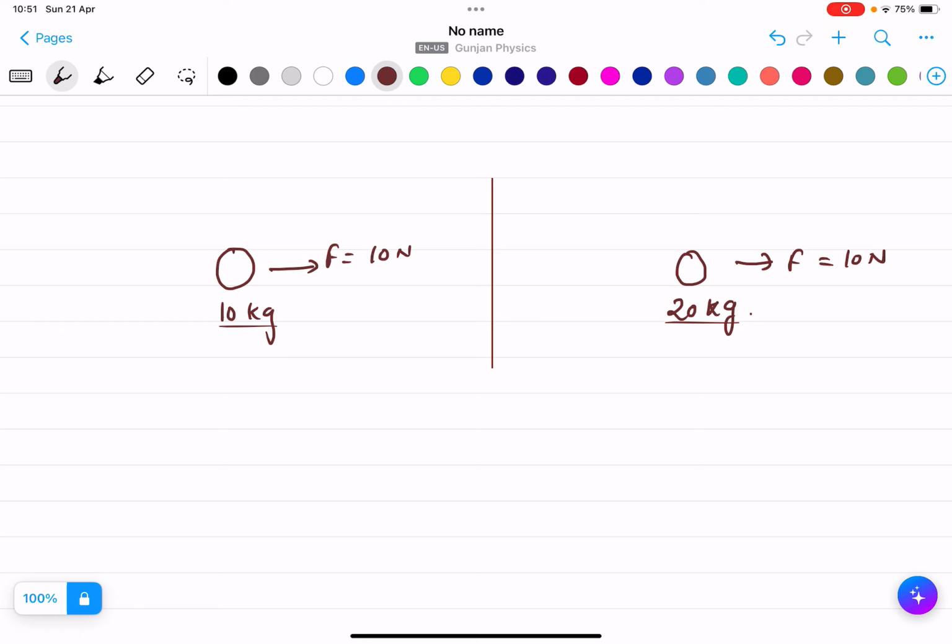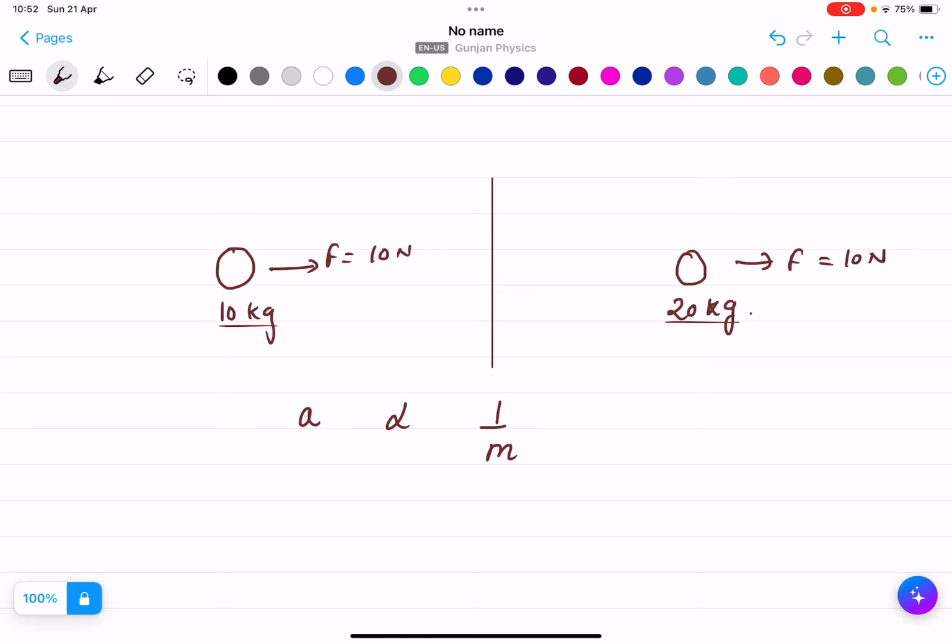The ball which is of less mass will move more, and the ball with more mass will move less on the same force, right? Suppose, you can just take an example: a man who is 50 kg, a man who is 100 kg, and I'm applying the same force. So what will happen? So basically I can say that acceleration is inversely proportional to mass.